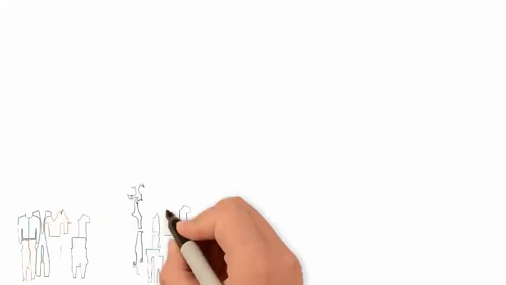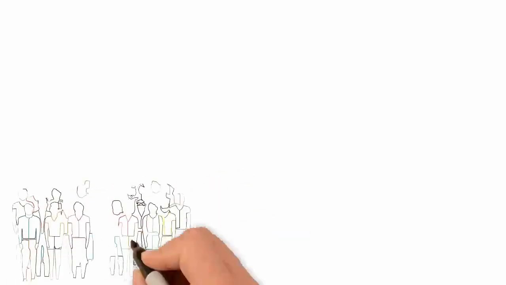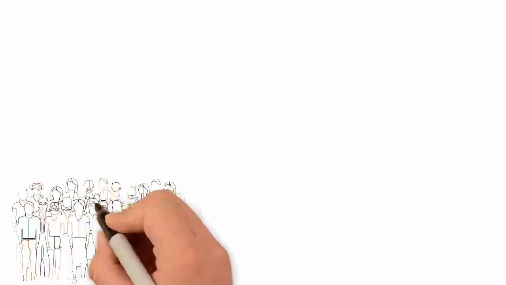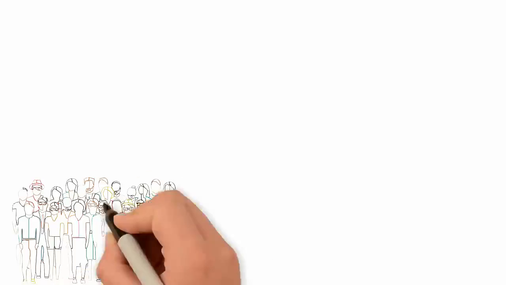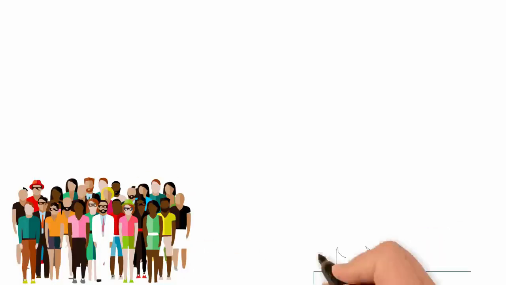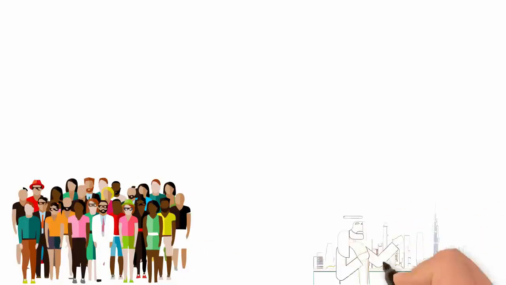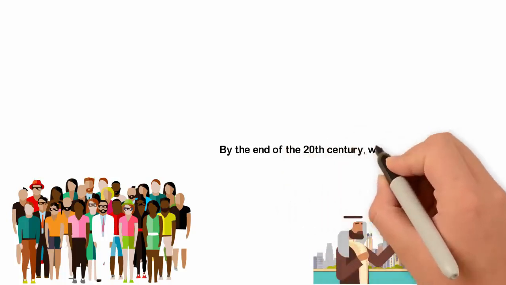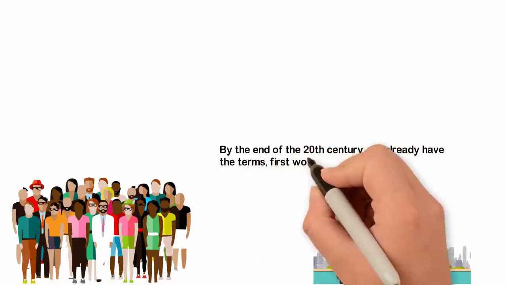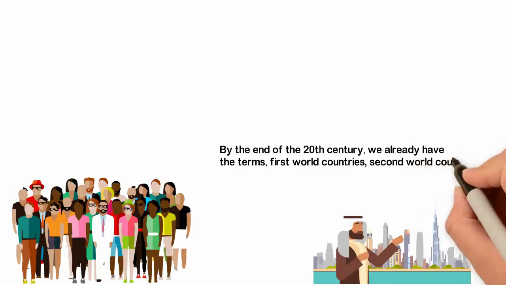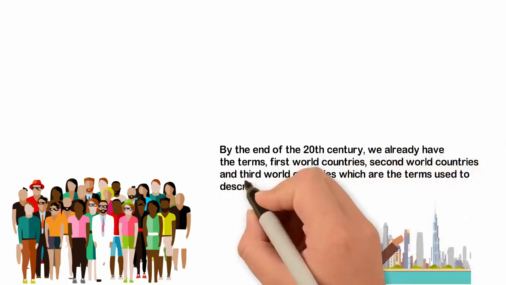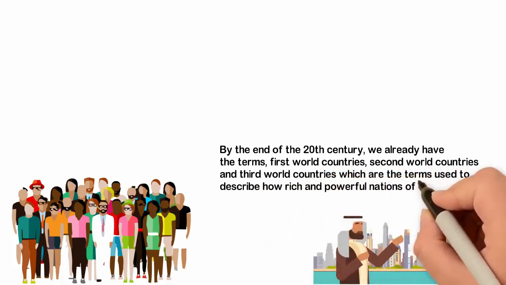At the beginning of the 18th century, most of the countries of the world are similar in their economic prosperity. At least, the difference between America and India wasn't as obvious as we know it today. However, by the end of the 19th century, the nations of the world have been so different from one another, and by the end of the 20th century, we already have the terms First World Countries, Second World Countries, and Third World Countries, which are the terms used to describe how rich and powerful nations of the world are.